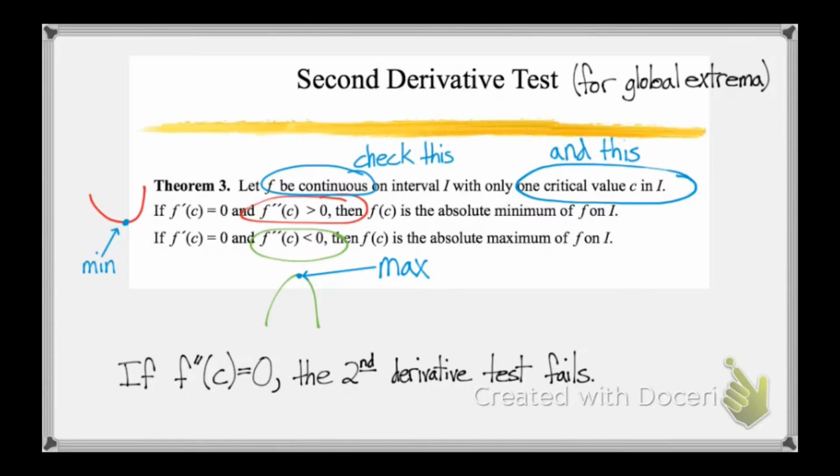Really the only difference is you no longer have to check that you only have one critical number in your interval. So if you're only worried about local extrema, that condition doesn't really matter so much. So let's take a look at an example of applying the second derivative test for global extrema.